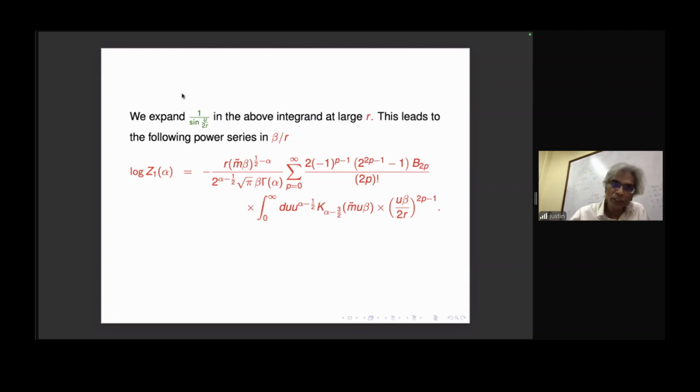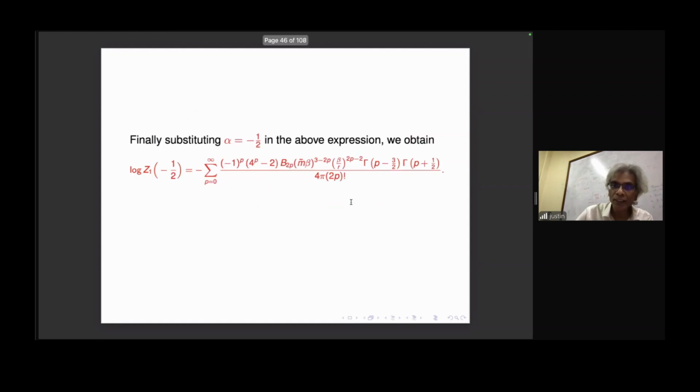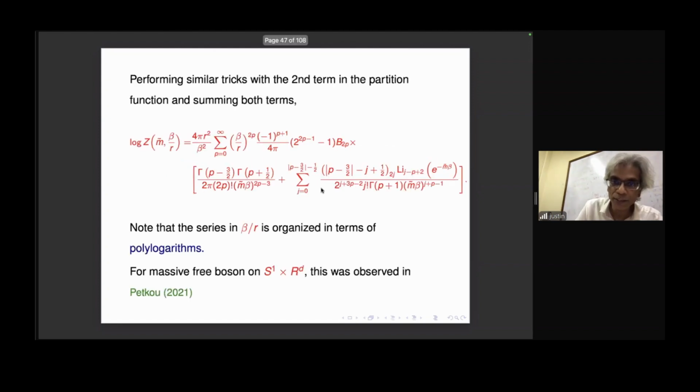It is known how to do 1 by sine in terms of Bernoulli numbers, a power series whose coefficients are Bernoulli numbers. So that expansion is fed in, and then each of these integrals can be done term by term. So that's this, and finally you can go back and substitute alpha equals minus half. Yeah, so a lot of tricks. But then we'll have to do some checks, and I will describe the checks soon.